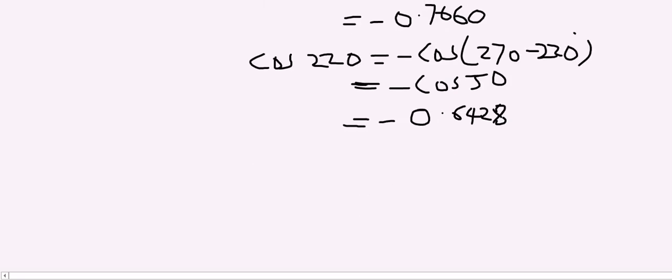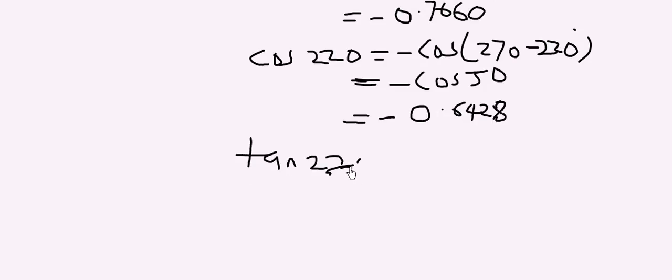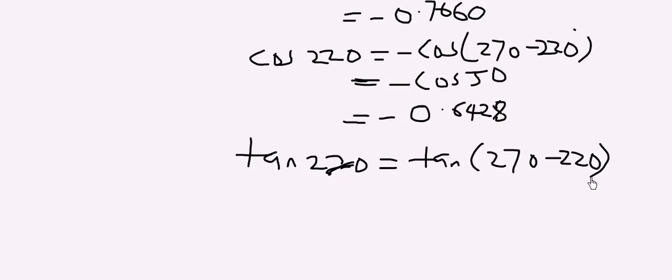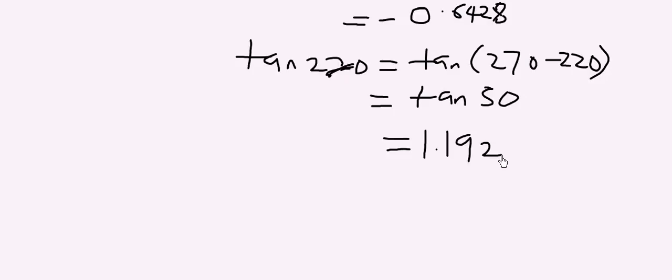So we'll go on. Tan 220 simply becomes tan 270 minus 220, since only tan is positive in that quadrant, so that simply becomes tan 50. And what is tan 50? We have that as 1.192. So that's how to find angles in the third quadrant between 180 degree and 270 degree.